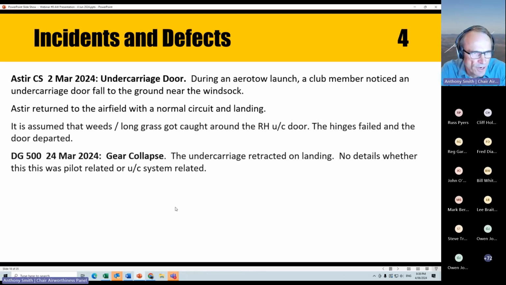A DG500, now we talked about the DG300 last time. This was a DG500 in March, had a gear collapse with the undercarriage retracting on landing. Now there's no details whether this was pilot related and whether the handle was locked or not, or whether this was a problem with the undercarriage system. I understand it's got a fairly similar design to the DG300 undercarriage.